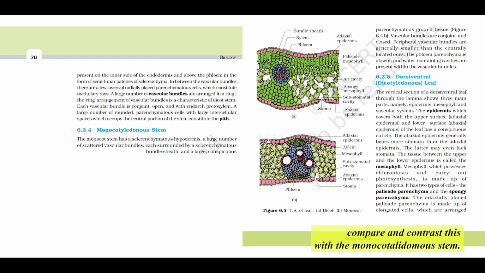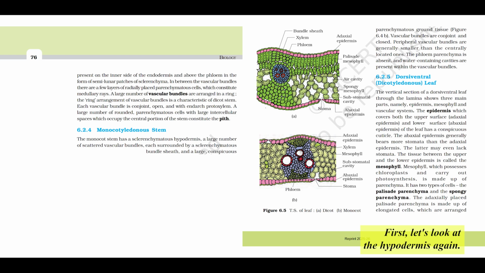Okay, let's now compare and contrast this with the monocotyledonous stem. The monocot stem presents several really distinct anatomical features that stand in sharp contrast to the dicot stem. This actually makes them relatively straightforward to differentiate once you know what to look for.